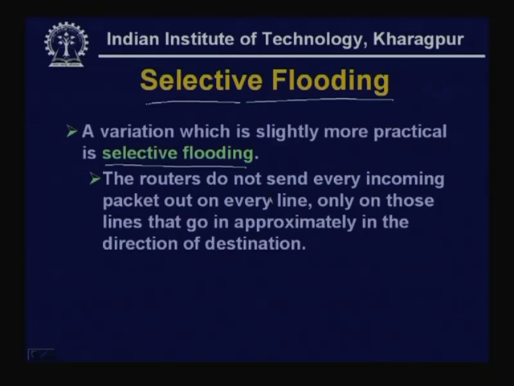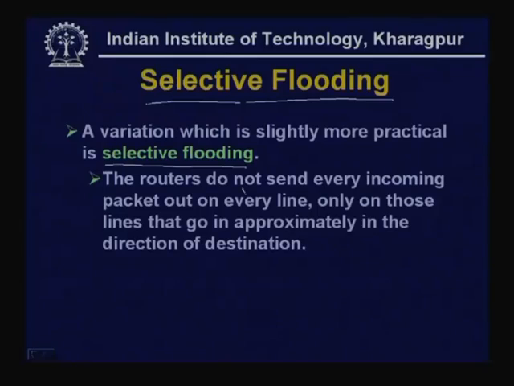Here it is known in which direction the destination exists. Some weightage can be given for forwarding a packet in a particular direction. So, that weightage can be used to decide whether it is going towards the destination or in the opposite direction of the destination. Later on, in the next lecture, we shall discuss it in more detail. So, this selective flooding also restricts the number of packets in the network.